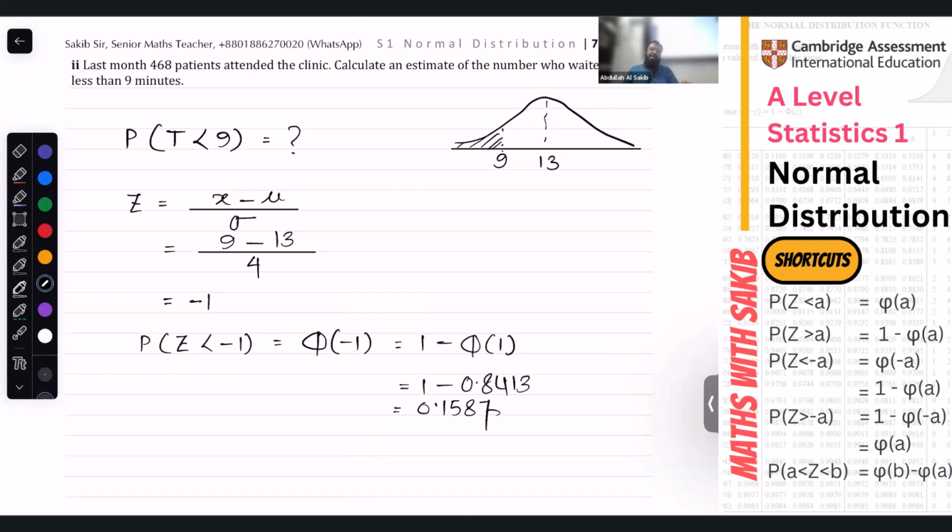So now the question says last month 468 patients attended the clinic. The probability of waiting less than 9 minutes is 15.87%. How many of the patients took less than 9 minutes? So what do we have to do? We need to multiply this 468 with this probability, isn't it? Yusha, do you understand? Mahira, why?